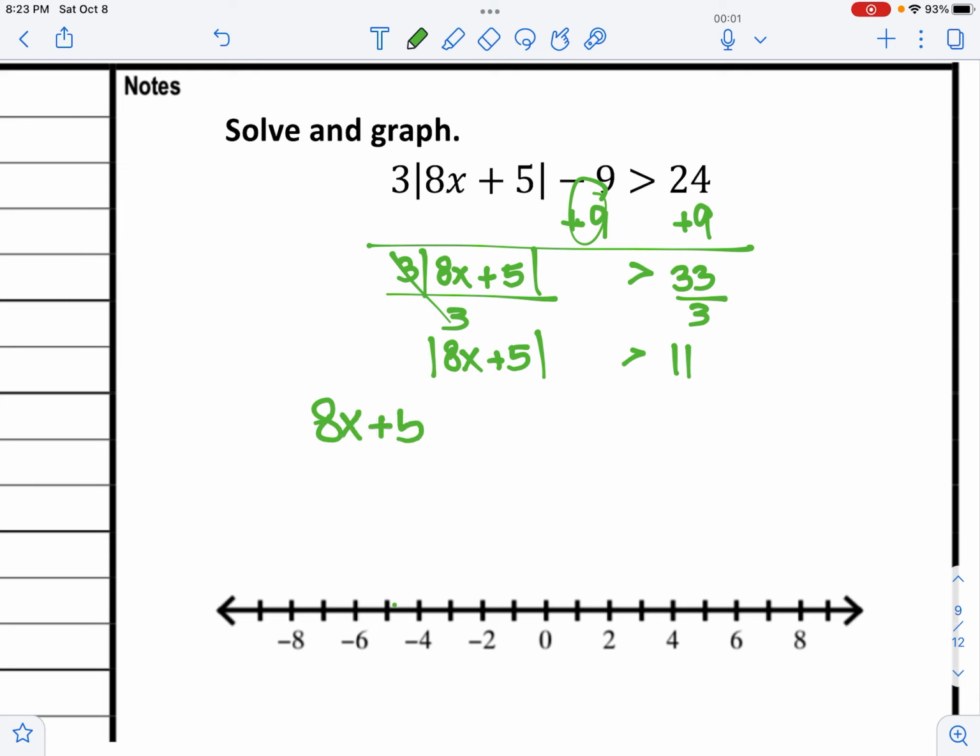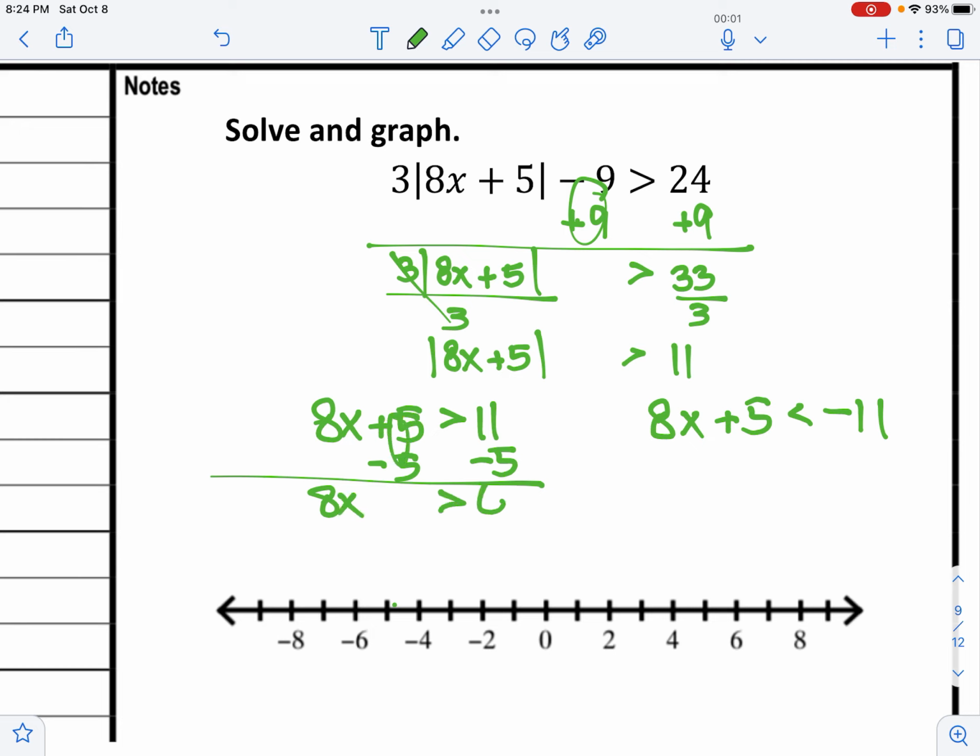8x plus 5 is greater than 11. Okay, anything in here, if that's bigger than 11, we're going to be fine. But also, if anything in there was less than negative 11, we'd also be good too. So our other case would be when 8x plus 5 is less than negative 11. Okay, and then we just want to solve both of those. So subtract 5. Divide by 8, divide by 8.